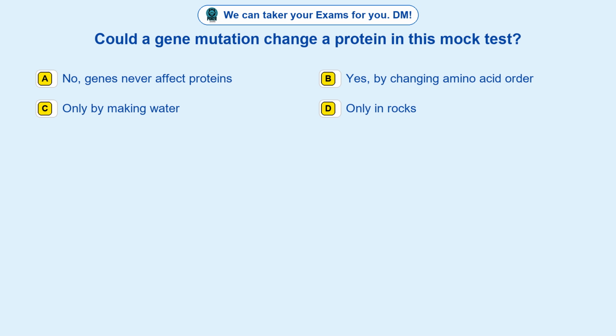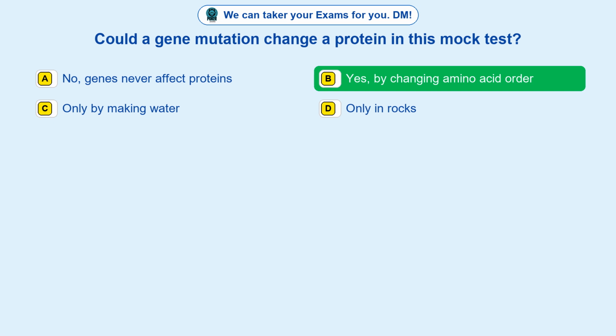Question 10. Could a gene mutation change a protein in this mock test? Option A. No, genes never affect proteins. Option B. Yes, by changing amino acid order. Option C. Only by making water. Option D. Only in rocks. The correct answer is option B. Yes, by changing amino acid order.